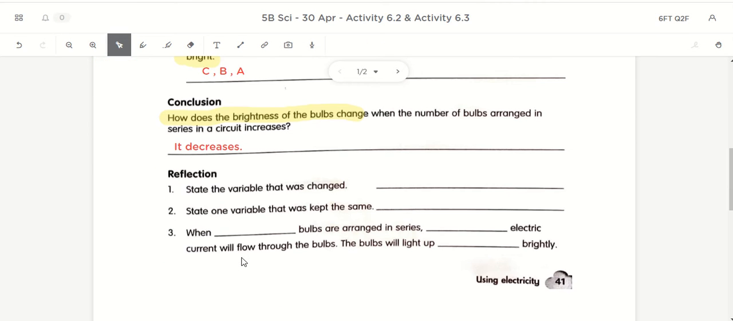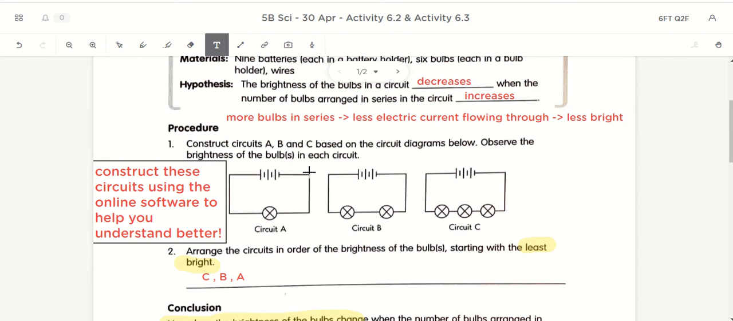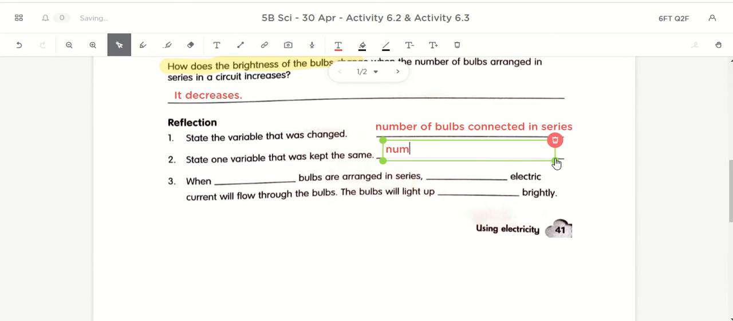Okay, so now we do a bit of process skill. What is the variable that changed? Most of you can tell me that it's the bulb that is changed, but be more specific about that. It will be the number of bulbs. Can I change from 1 to 2 to 3? And tell me about the arrangement, connected in series. Okay, so the number of bulbs connected in series actually changed. So what is the variable that is kept the same? You realize I use the same number of batteries: 3 batteries in A, 3 batteries in B, 3 batteries in C. So the number of batteries is kept the same.